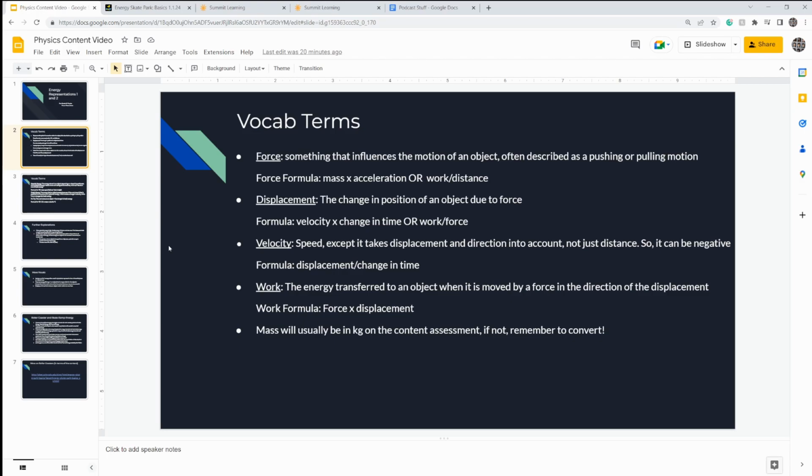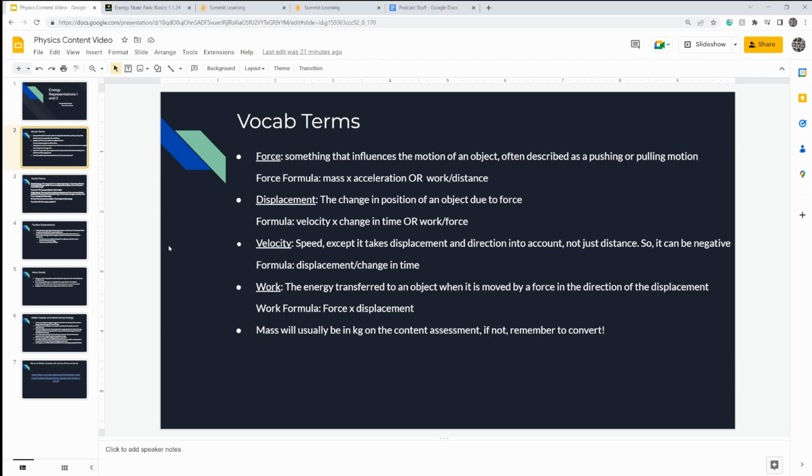So the work divided by distance, we'll go over. The work is a bit down below, and I'll come back to that and explain why work divided by distance also works. But the force formula is mass times acceleration, because depending on how big the object is and how fast it's going, it's going to have more force on the object.